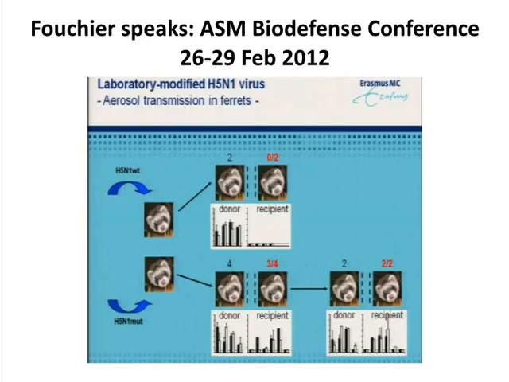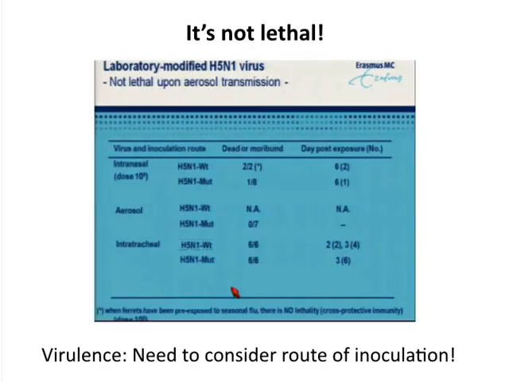When he used his modified virus, you can see the recipient did make a little bit of virus. And then as this was passed, so he took the virus from this recipient and put it in a donor again, and that donor passed it on to the recipient. So he did that 10 times to get his mutations. And he still doesn't tell us what the mutations are in this talk. But now in this slide, he shows us the laboratory modified virus is not lethal upon aerosol transmission.